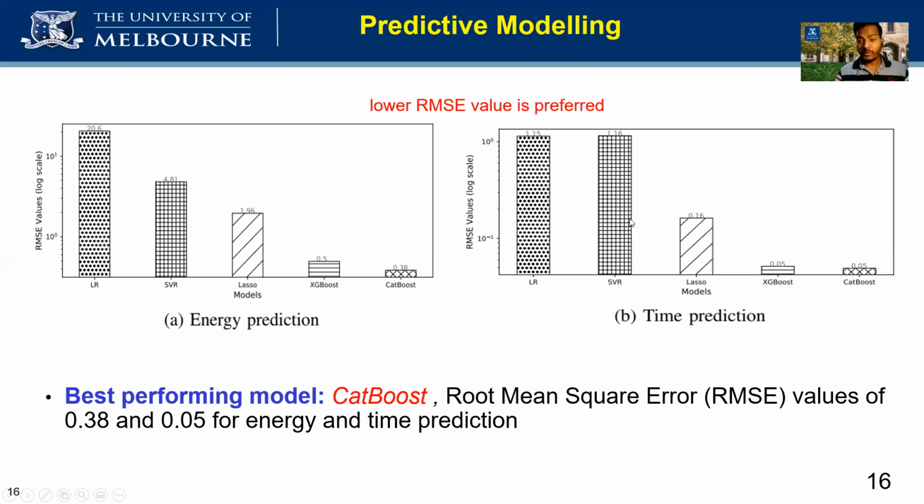So these are the results of predictive modeling. Based on our experiments, we found that CatBoost works better for both energy prediction as well as time prediction. Part of the reason is that out of 120 features, we do have a few categorical features, and CatBoost is primarily designed to efficiently transform categorical features for regression purposes. Looking at the RMSE values, for energy prediction it is 0.38, and for time prediction it's 0.05, which also signifies there is more non-linearity with respect to energy consumption compared to time prediction.